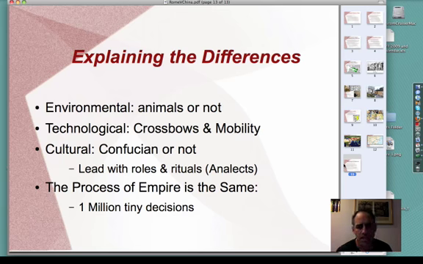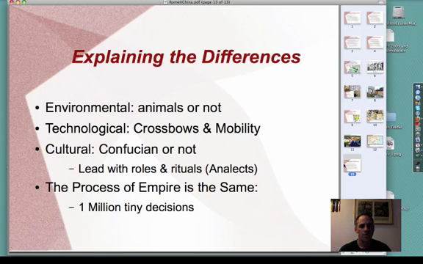Another argument is that the Chinese, unlike the Romans, which have gods much like the Greeks did, are Confucian in their outlook. And you're going to read some of Confucius' Analects, which talk about how to lead and the role the emperor plays, and leading through ritual as opposed to leading by punishment or force. So there's an argument that it's a cultural difference.